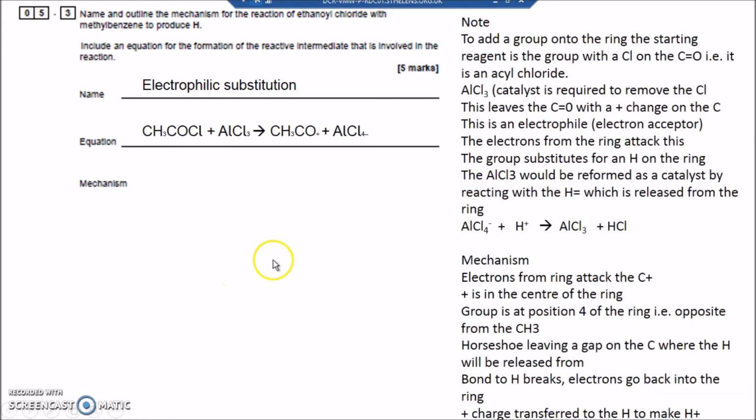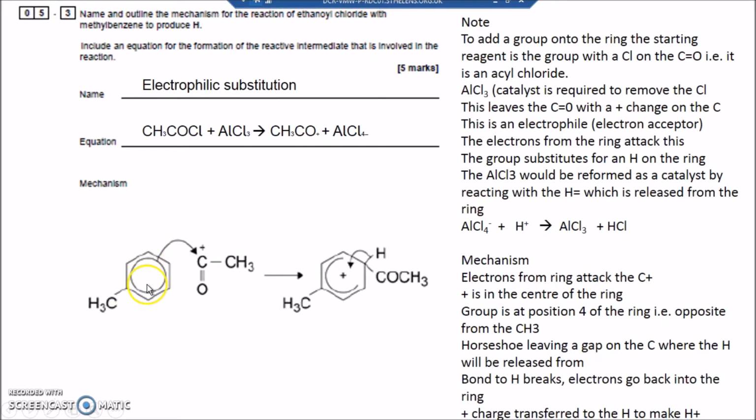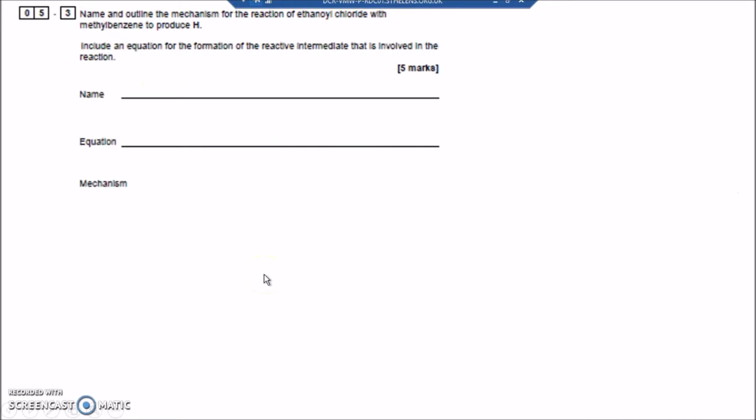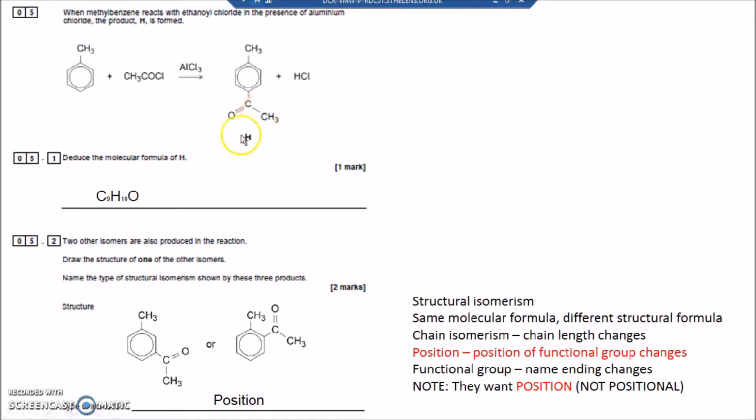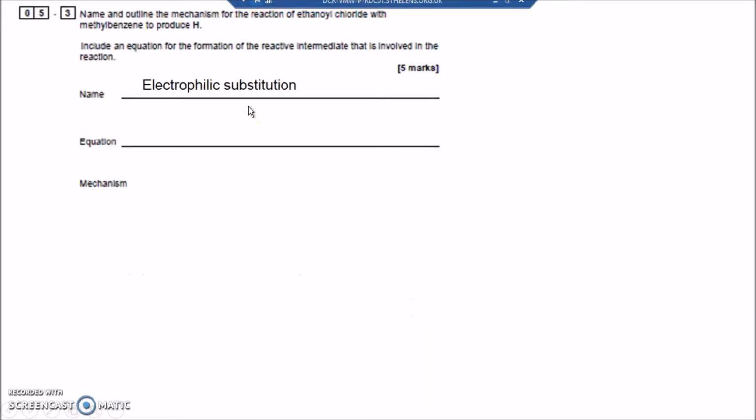The mechanism for the reaction is that you've got this methyl benzene reacting. You can see now the plus is on the C because the C's not got enough bonds, it's only got 3 bonds rather than 4. So this ring attacks the C+. That joins on in the correct place. Let's have a look where it's going. It's going opposite the CH3. So if the CH3 is on carbon number 1 of the ring, this ethanone group is going on carbon number 4.